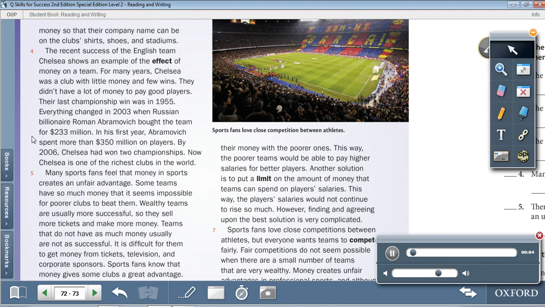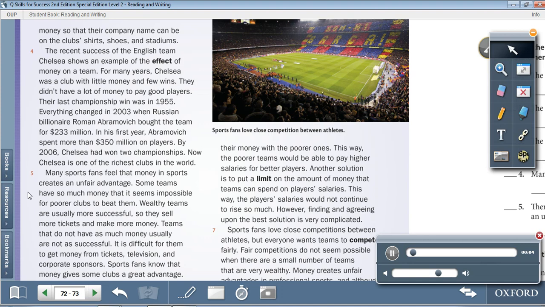In his first year, Abramovich spent more than $350 million on players. By 2006, Chelsea had won 2 championships. Now, Chelsea is one of the richest clubs in the world. Many sports fans feel that money in sports creates an unfair advantage. Some teams have so much money that it seems impossible for poorer clubs to beat them.